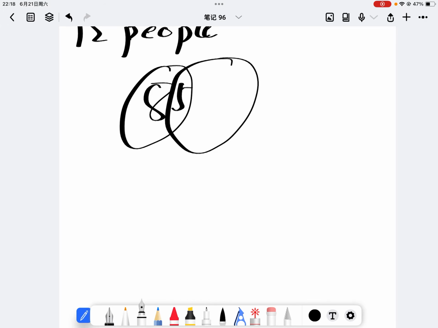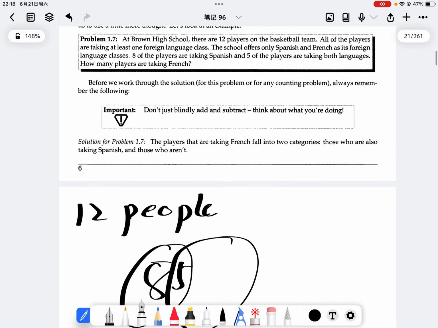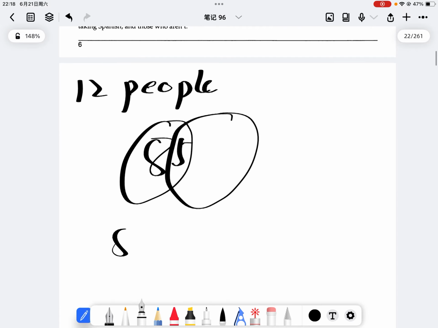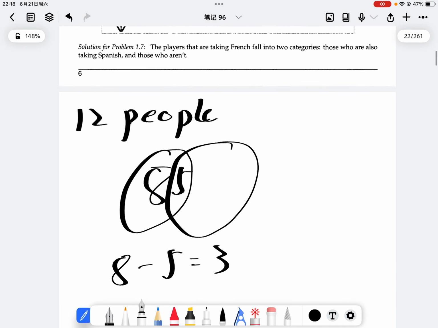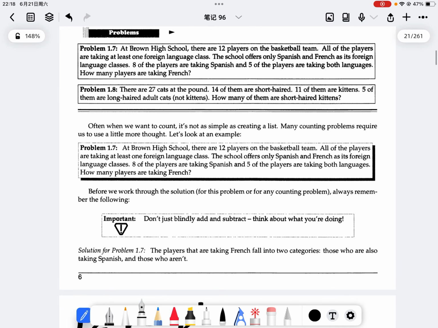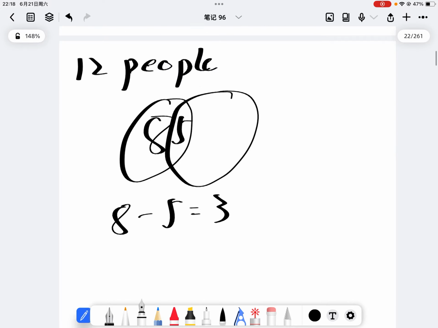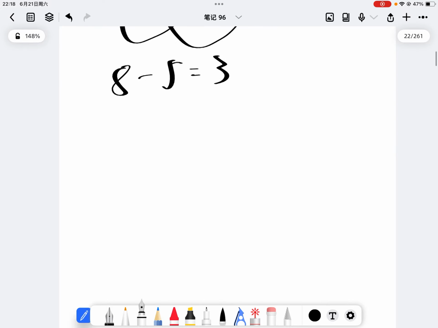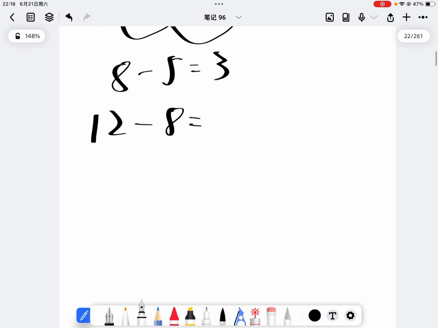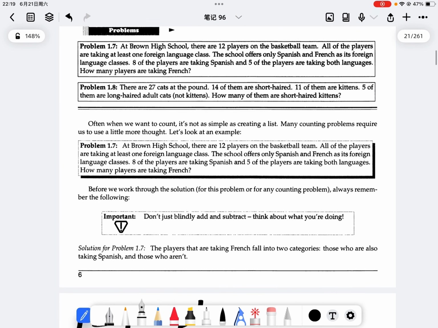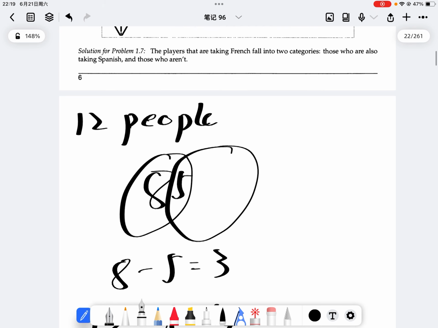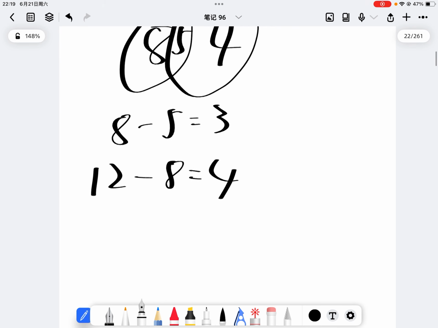So we want people who only speak Spanish, so we use 8 minus 5 equals 3. So how many people remain, which is the people who take French, right? So we just use 12 minus 8, which is 4, which is the people who only take French, which is here. So how can we prove it?